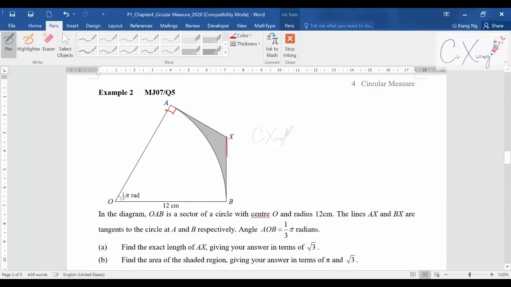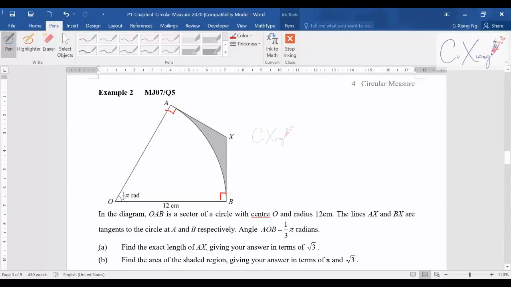And then for BX also the same thing. If this is the tangent, you can imagine the circle will look something like this. So this is a point. And when you connect the point to the center also, you will see that it is 90 degrees. They are perpendicular to each other. Therefore, this is also 90 degrees. Then after that, they tell you that AOB is pi over 3 radian, which is 60 degrees. So this is 60 degrees actually.